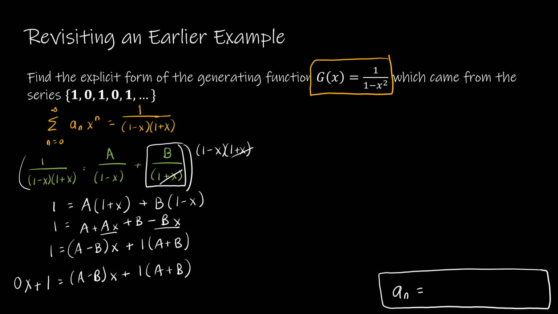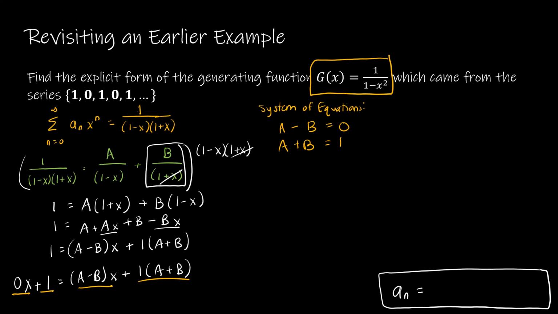So why do I do that? Well, because I need to write now a system of equations. So how am I going to write a system of equations? Well, I know that 0x is equal to a minus bx, so a minus b is equal to 0. And I know that 1 is equal to 1 times a plus b, so a plus b is equal to 1. Now all I'm trying to do is solve for a and solve for b.